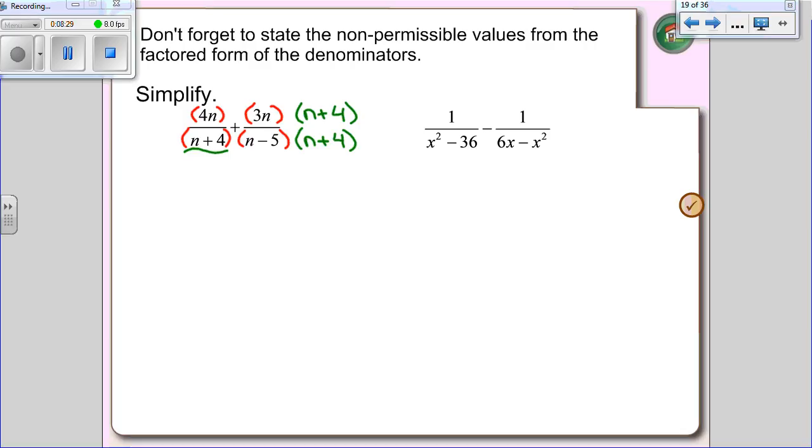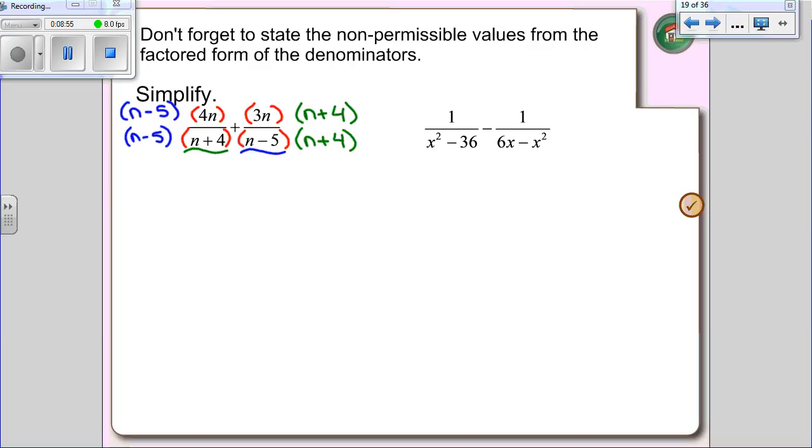Alternatively, if I look at the second fraction, what package does it have? It has an n minus 5. What's the first fraction missing? An n minus 5. And what I do to the bottom, I do to the top. That will give me a lowest common denominator.